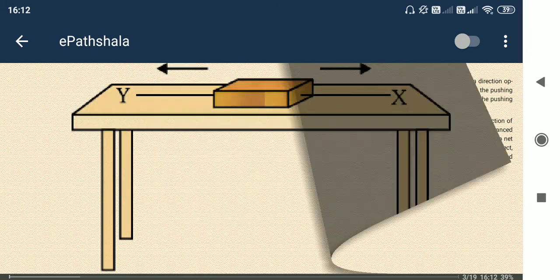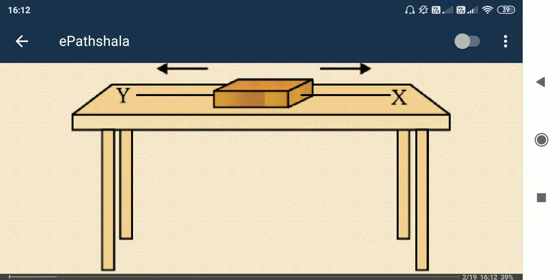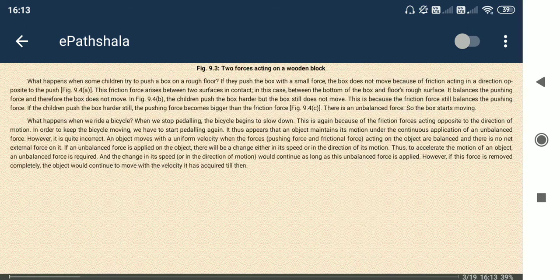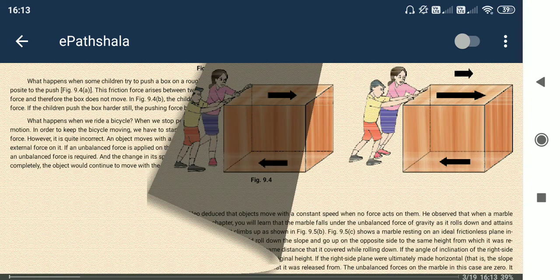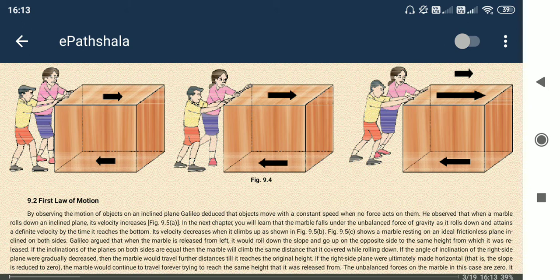But one thing here, if we apply the same amount of force in the opposite direction, the body does not go either left or right. Why? Because the same amount of force applied in the opposite direction neutralizes each other. Here a boy and a girl are applying force to move it from one location to another.